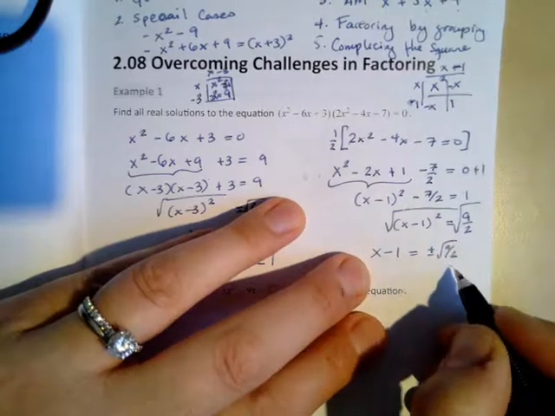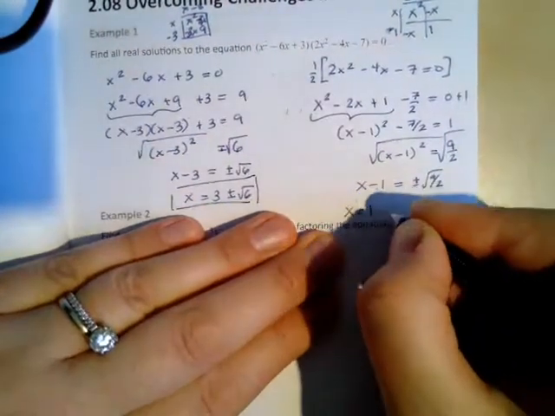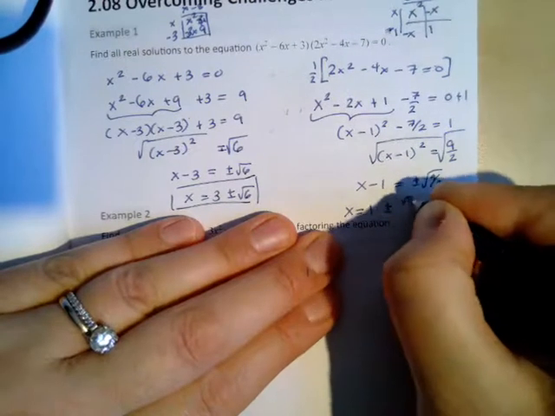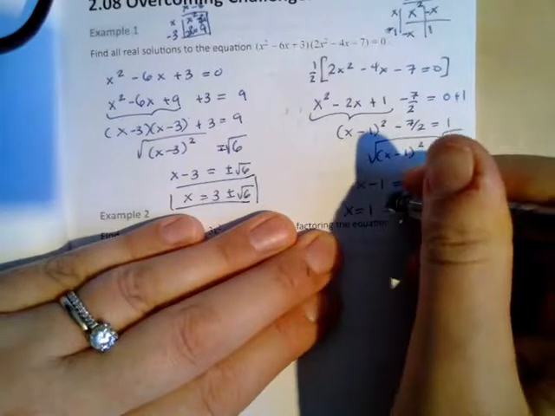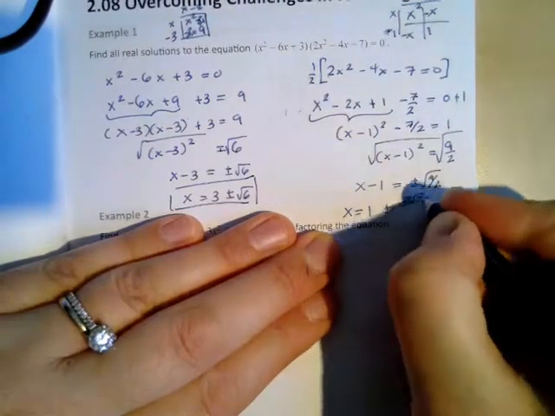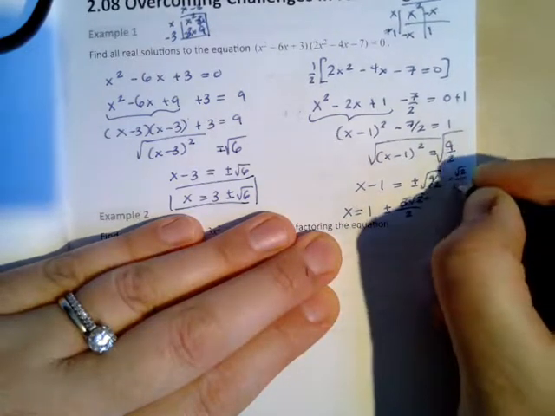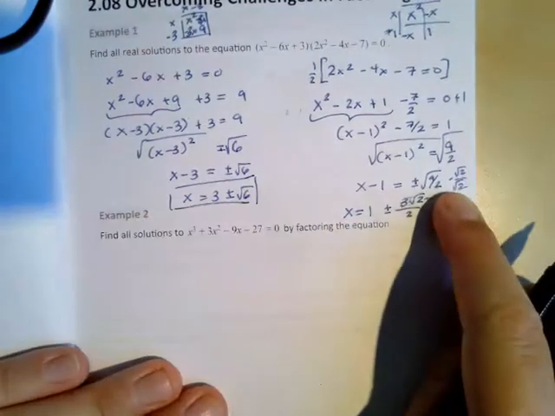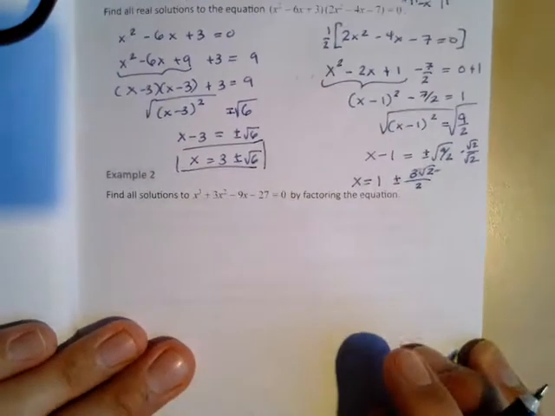Now, we can't leave it in that form because it's, well, bad form. So x has to be equal to 1 plus or minus 3 times the square root of 2, all over 2. The way we get that is by multiplying numerator and denominator by 1 in the form of 2 over 2. And then we get 18 over 4 and simplify, etc.